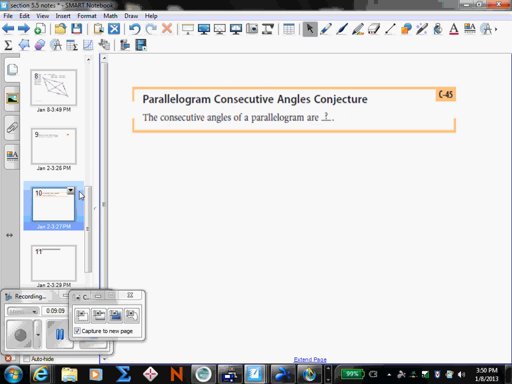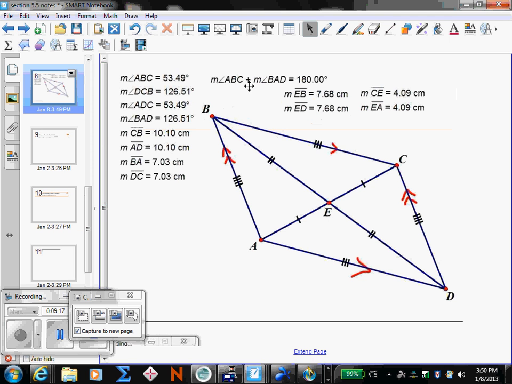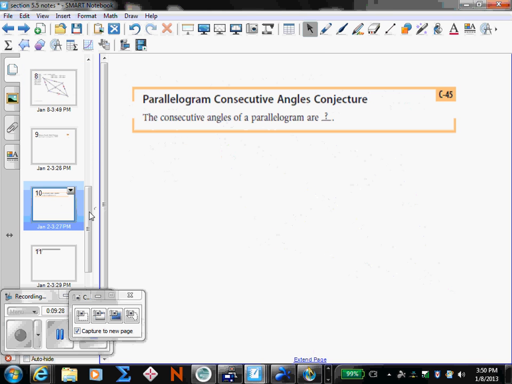The second conjecture is the consecutive angles conjecture. The consecutive angles of a parallelogram are, if we go back and remember, we took angle B and added it to angle A because they would be consecutive angles, and they summed up to be 180. So the consecutive angles of a parallelogram are supplementary.